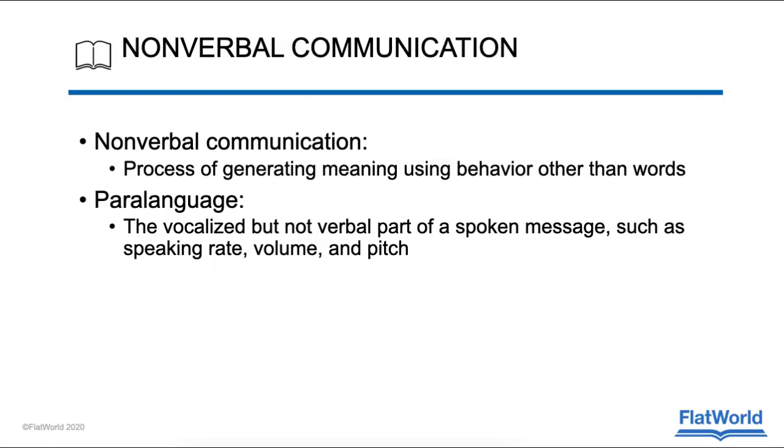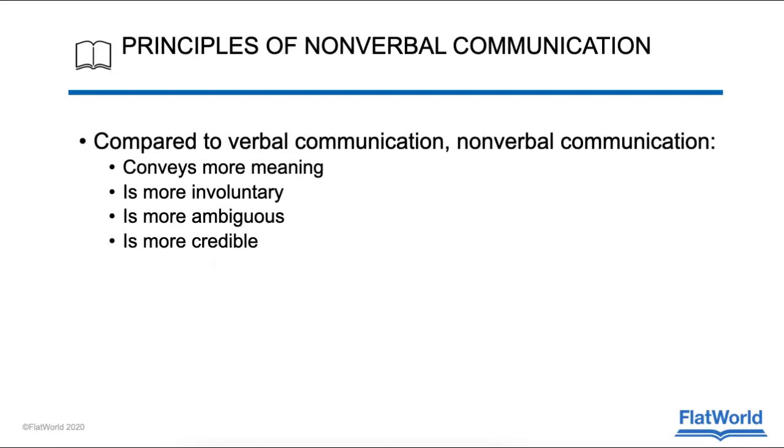It's a process of generating meaning by using behavior other than words. So paralanguage is a vocalized but not verbal part of speech, such as speaking rate, volume, and pitch. If I scream at you, but I say the same thing as if I'm talking calmly to you, then of course the person that screamed is going to be seen as more aggressive than the one that was calm, even if you said the same thing. As stated earlier, compared to verbal communication, nonverbal conveys more meaning, it's more involuntary, it's more ambiguous, and it's more credible. So you can really tell how someone is depending on how they convey their meaning nonverbally.